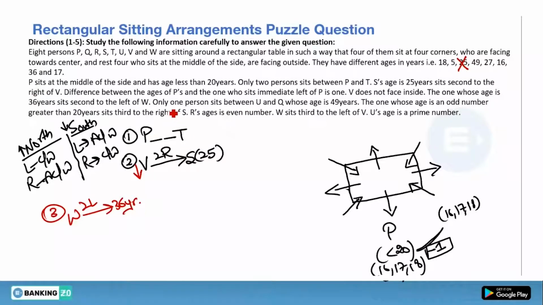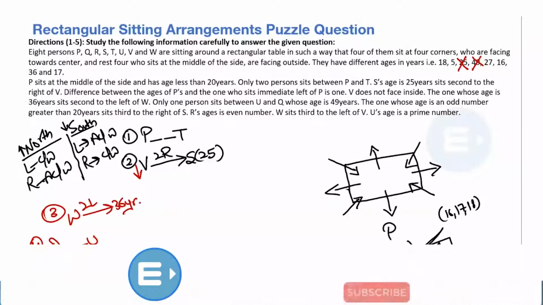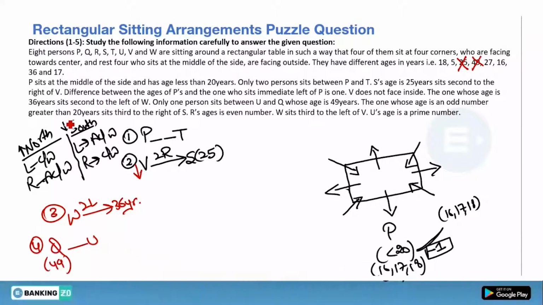Only one person sits between U and Q whose age is 49 years. So 49 is confirmed given to us, so we will cross 49. Fourth point is, between Q and U there is only one person sitting and Q's age is 49 years. Now the one whose age is an odd number greater than 20 years sits third to the right of S. Fifth point is, from S, third right, the person will be greater than 20 years and his age must be an odd number.